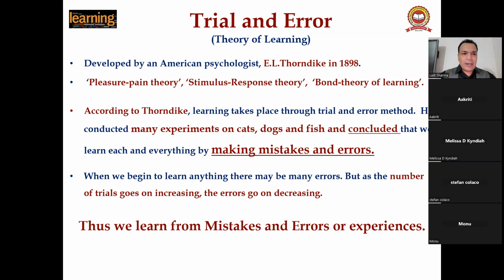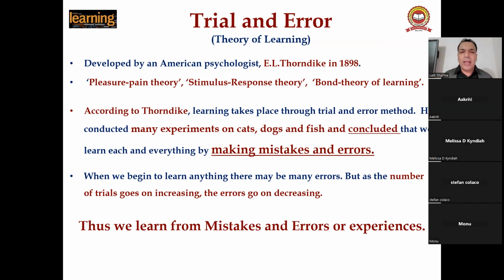Next, fourth one: when we begin to learn anything, there may be many errors, but as the number of trials goes on increasing, the errors go on decreasing. So we can conclude that we learn from making mistakes and errors. Definitely, in the starting, maybe we will make a lot of mistakes. So what happens? According to Thorndike, when we go through the same practice again and again, the day will come when we will learn immediately.